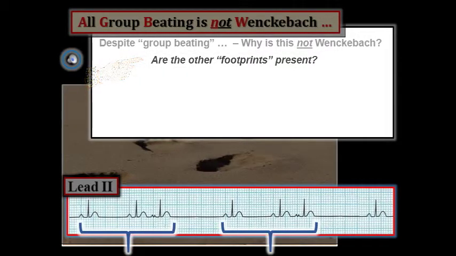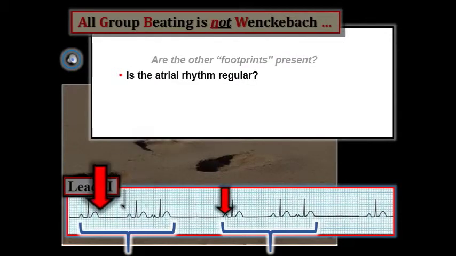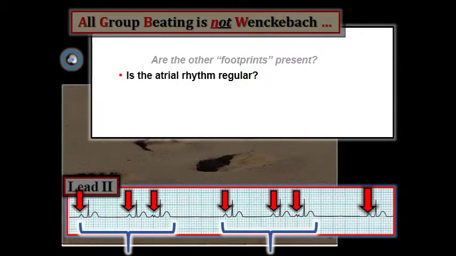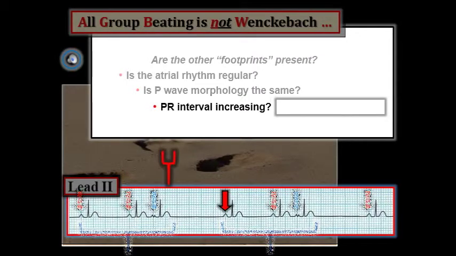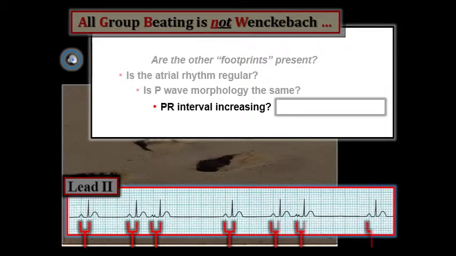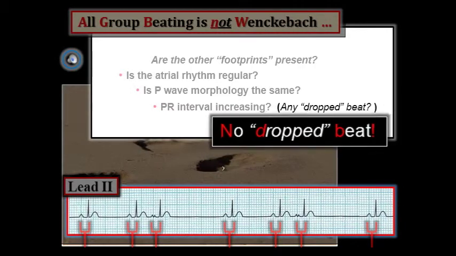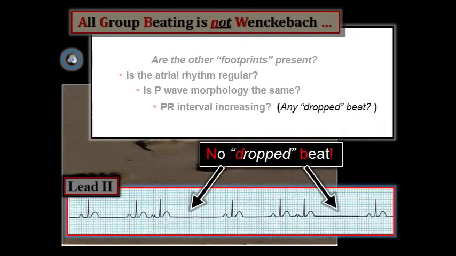The atrial rhythm is not regular, red arrows. Not all P waves look alike, blue arrows. So an atrial focus other than the SA node is operative. The PR interval within groups of beats is not increasing, red brackets. And when we look at the pauses that occur in this tracing, there are no non-conducted P waves, as there should be with Mobitz 1.